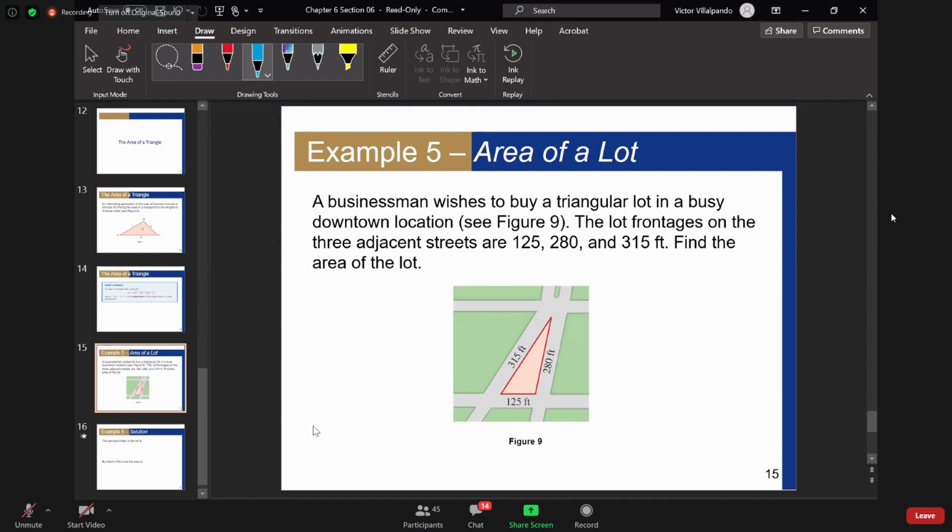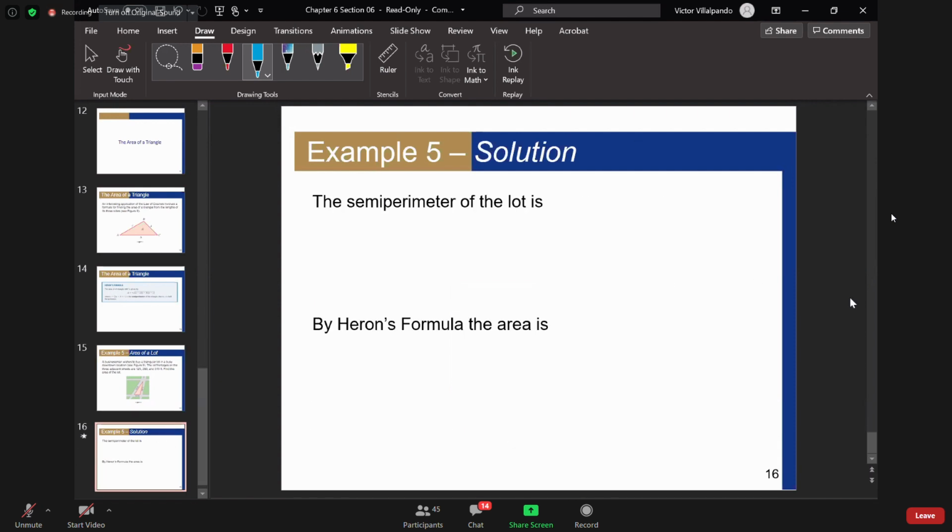So first things first, let's go ahead and find the semi-perimeter. That's the first step when you're finding the area of a triangle. We have a law of cosines application here. So the semi-perimeter is the following: just add all three sides, 125 plus 280 plus 315, all over 2. So what does that give us?